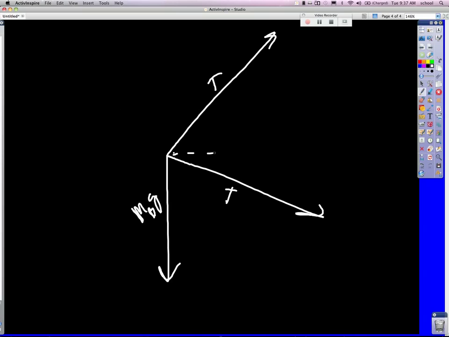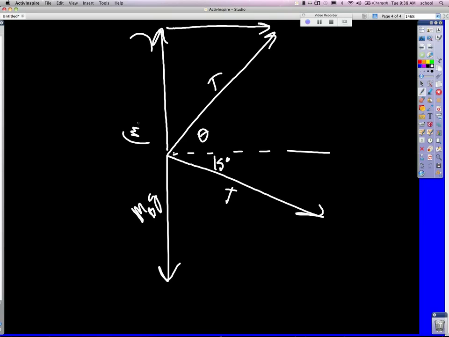So like that, and I don't know, just leave it that way. Little piece right here, T sine 15 degrees. This is T cosine 15 degrees. Do those things all make sense to everyone? Okay. This, of course, is going to be T cosine theta. This is going to be T sine theta, and that T sine theta has to equal the two vectors that are down. So that's T sine 15.